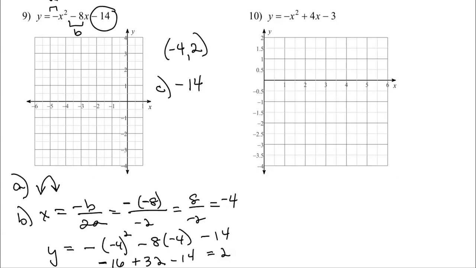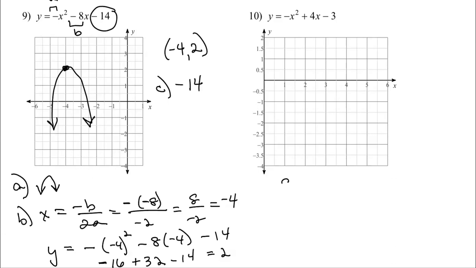Let me just get on. I went ahead of myself here. So I'm going to go to negative 4 over, negative 4, up 2 right here, and it's going to be downward facing. There you have it. Okay, last one we're going to do all together is number 10.